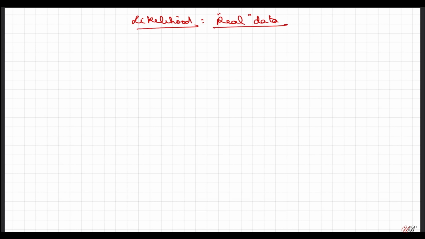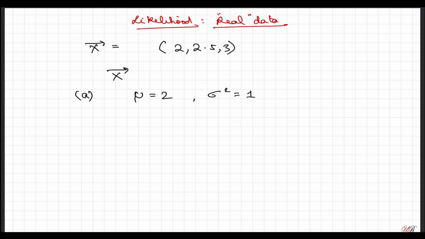because I would be assuming one x vector. So let us say that we have an x vector which is equal to 2, 2.5 and 3, and we want to compute the likelihood of the x vector. If we assume the following cases, in the first case we assume that mean is equal to 2 and variance is equal to 1, and in the second case we assume mean is equal to 4 and variance is equal to 2, and we want to calculate, given that mean is equal to 2 and variance equal to 1, what is the likelihood of observing the x vector.